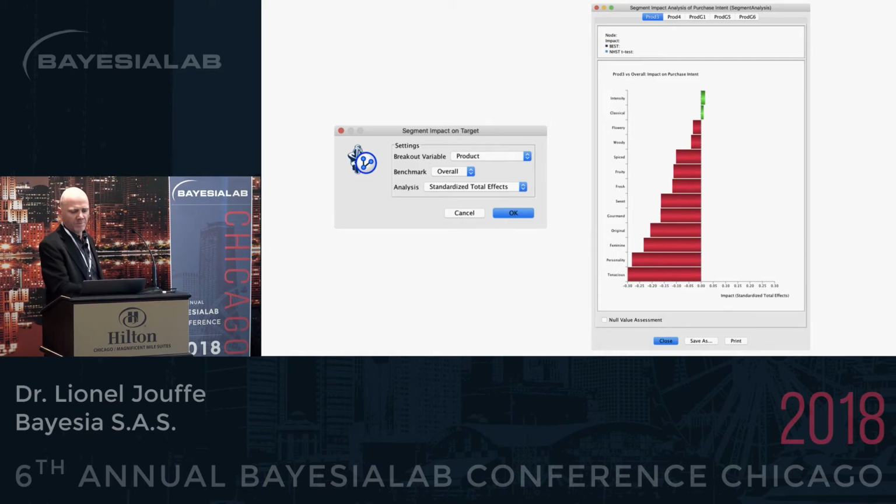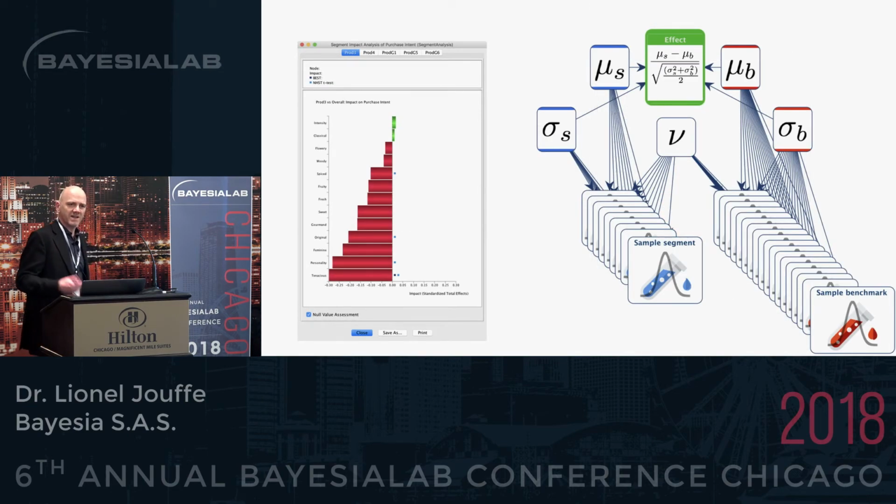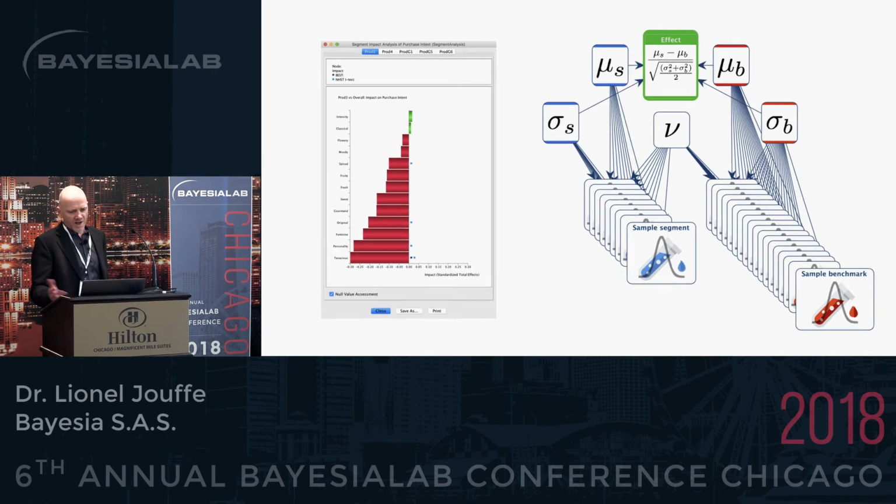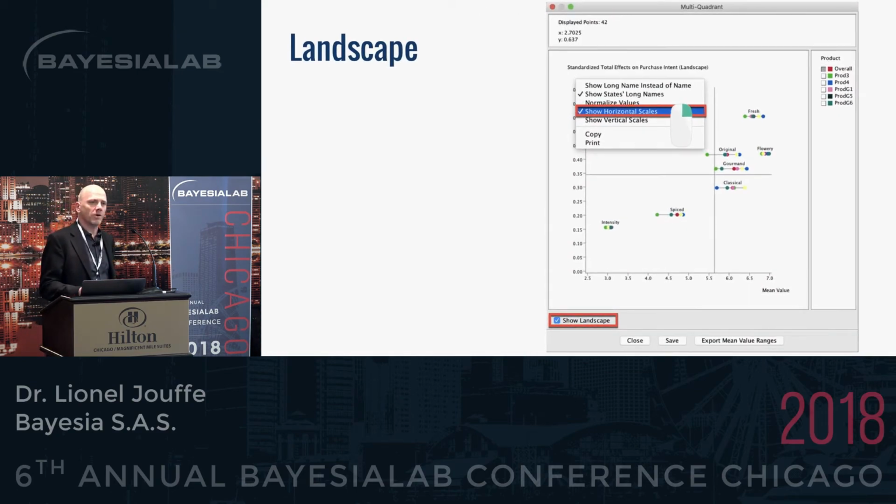And same thing, you can also have the Bayesian and frequentist test for knowing if it's significantly different or not. And the last one is just a small update of our multi-quadrant, where you can check here show landscape that will allow you to really have access to the range of the values. So we already had that before, but it was a kind of cloud of dots. So now you have everything on the scale of the y-axis here that corresponds to the overall, right, to the entire data set.